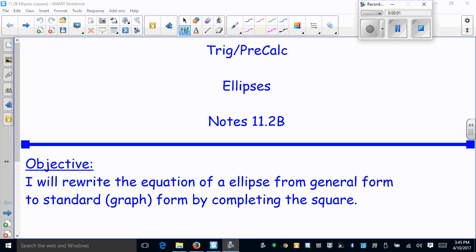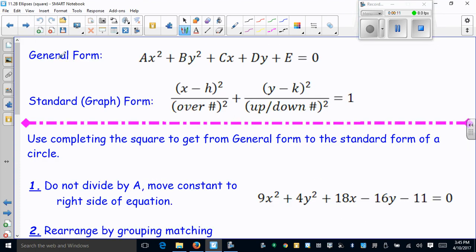would use to graph. So on this one here, general form, ax squared plus by squared, notice the values in front of x squared and y squared will not be the same. So we have to approach completing the square a little bit differently. Standard graph form hasn't changed. Keep in mind, in the end, we have to have it equaling 1.